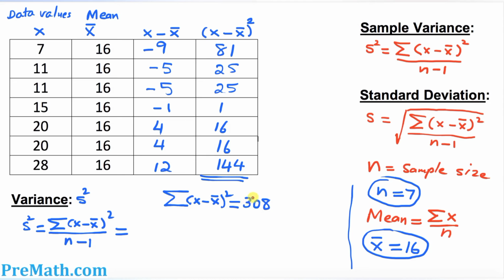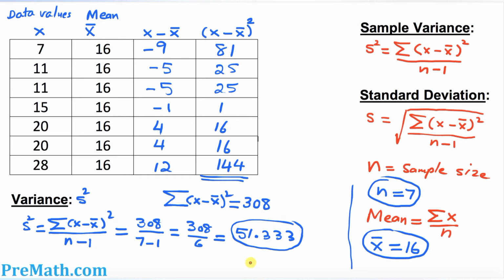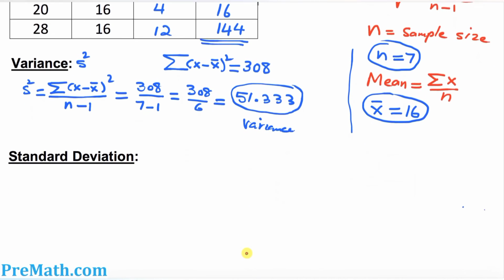So we figured out this one right up here, which is 308, divided by n. We know that these data values are 7 of them. 7 minus 1 becomes 6, of course. 308 divided by 6 is going to give you 51.333, and it goes on and on. This is our variance.